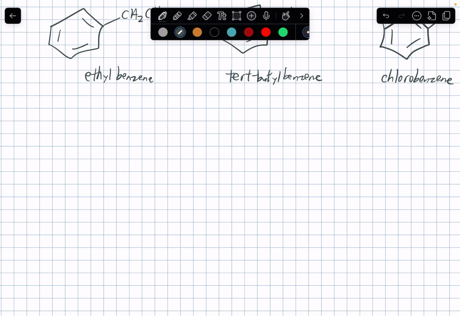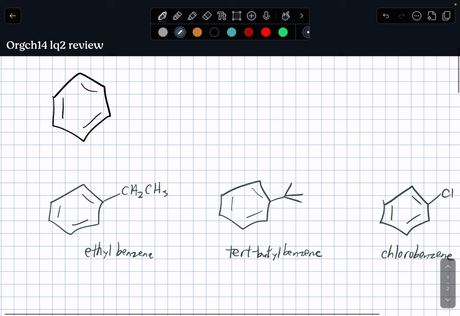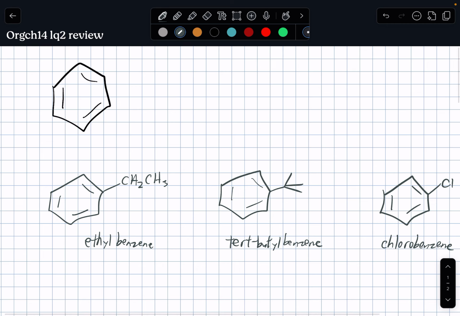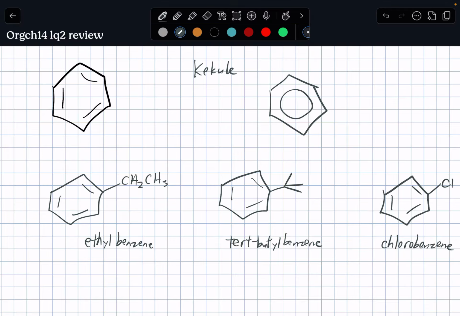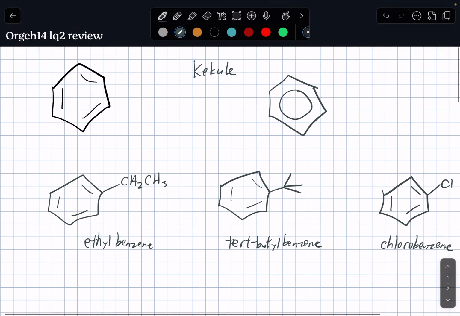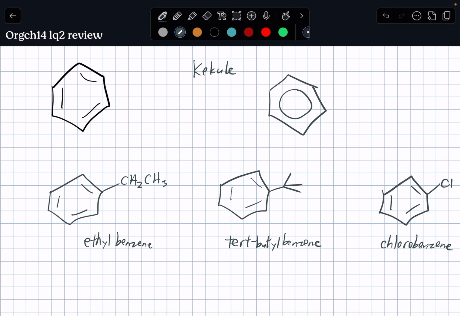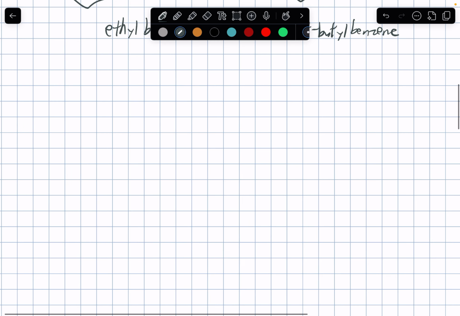Okay, that's it. By the way, the structure of benzene itself is called the Kekule structure. Other renderings of the benzene is this, the one with the circle. But what is advised to be drawn is this one, the Kekule structure. Okay, so these are things that you have to memorize.